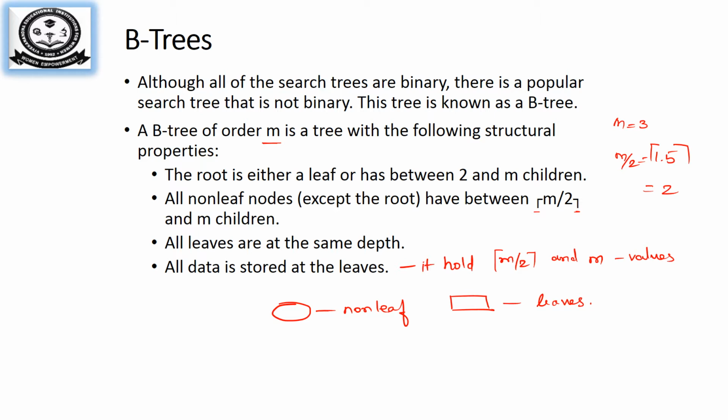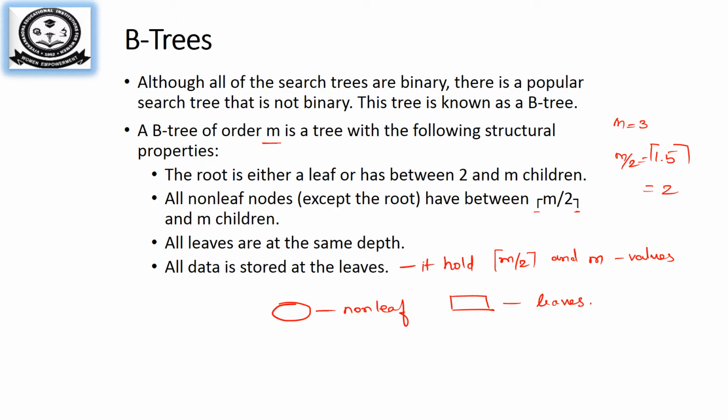Let us consider what a B tree is. A B tree of order M has the following structural properties. First, a root can be a leaf node, or it can have two to m children. Similarly, a non-leaf node other than the root can have ceiling of m by 2 to m children. So the difference is the root will have a minimum of 2 children, but a non-leaf node should have a minimum of ceiling of m by 2 children.